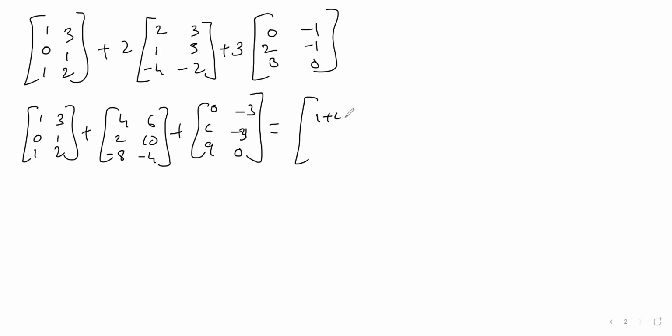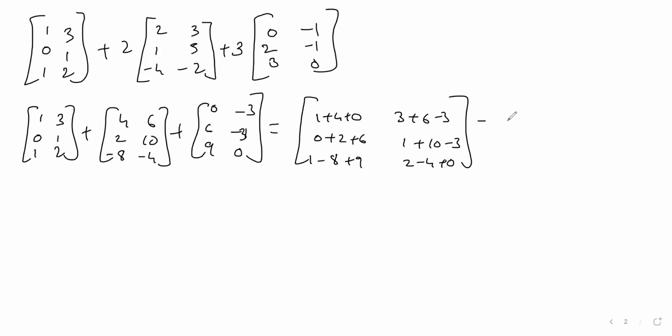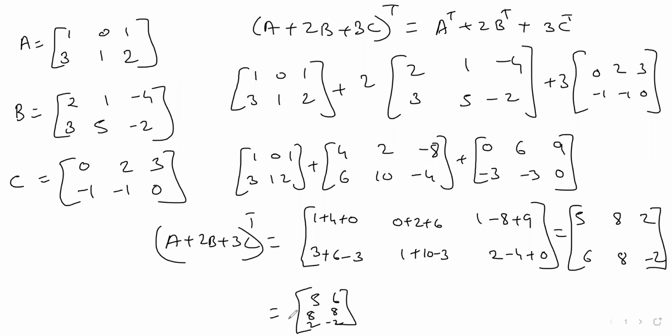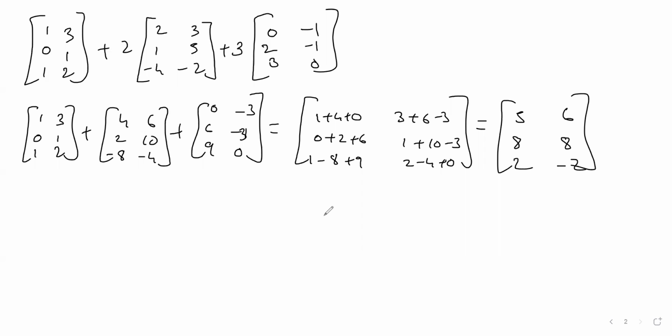This will be 1 plus 4 plus 0, 3 plus 6 minus 3, 0 plus 2 plus 6, 1 plus 10 minus 3, 1 minus 8 plus 9, 2 minus 4 plus 0. This is 5, this is 6, this is 8, this is 8, this is 2, and this is minus 2. And now we'll check if it is same as this, 5 8 2 6 8 minus 2. It is the same. So it is proved.